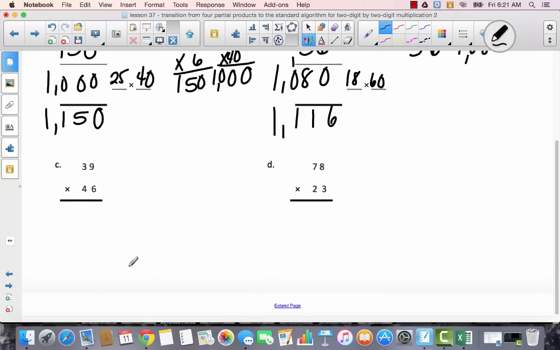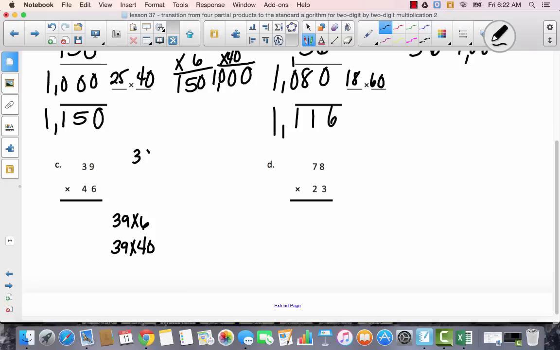Okay? All right, so now down here, we have to write it out for ourselves. They don't write it for us, okay? So this time it's 39 times 6 and 39 times 40. So if you feel pretty confident, go ahead and solve those two problems and add them together, and then come back and see if you get the same thing I did.